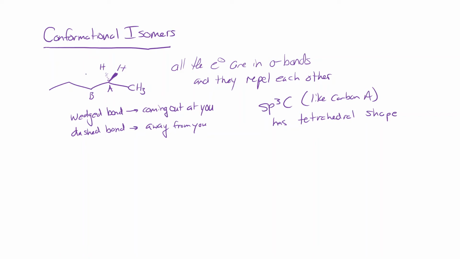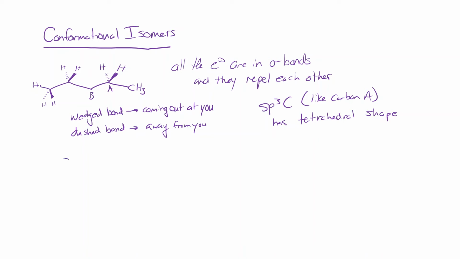So we could do the same thing on carbon B. We could do the same thing over here on carbon, I guess this would be carbon C at this point, right? Even these carbons at the end are going to have a wedge, a dash, and then another straight line, and that's going to be the other H, right? So all of these carbons are tetrahedral, and the reason they're tetrahedral is because these electrons repel each other.